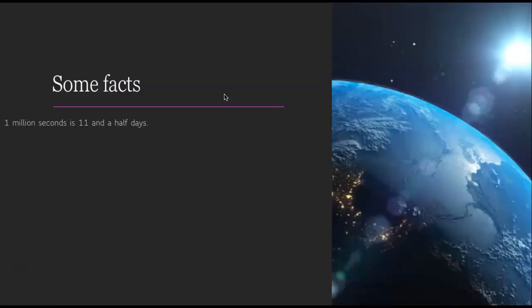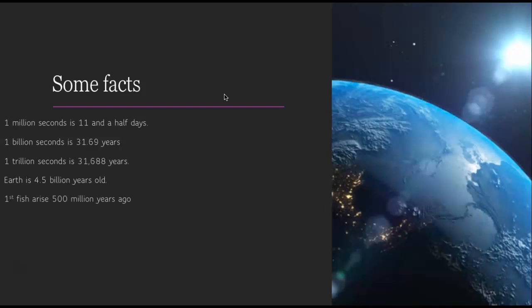Here are some facts. 1 million seconds is about 11 and a half days. 1 billion seconds is 31.69 years. 1 trillion seconds, if we're going to just keep going up this scale, is 31,688 years. Earth is, like I said, somewhere between 4.5 and 4.6 billion years old. The first fish come around 500 million years ago. The first dinosaurs, interestingly enough, are 250 million years ago. The first birds, 150 million years ago, along with the first flowering plants. The first primates, about 100 million years ago.